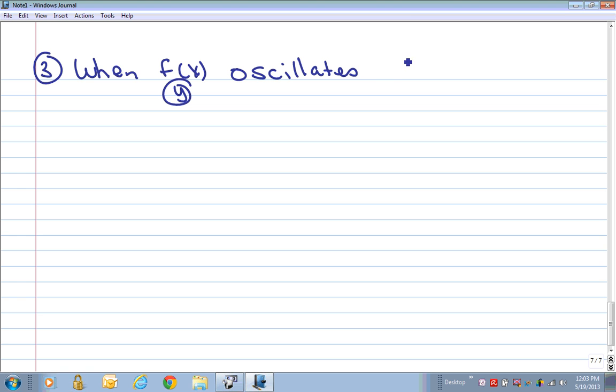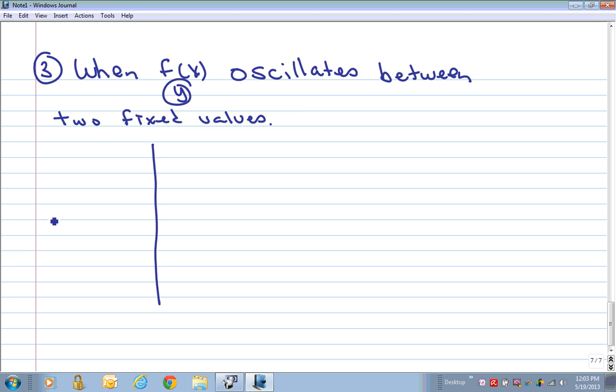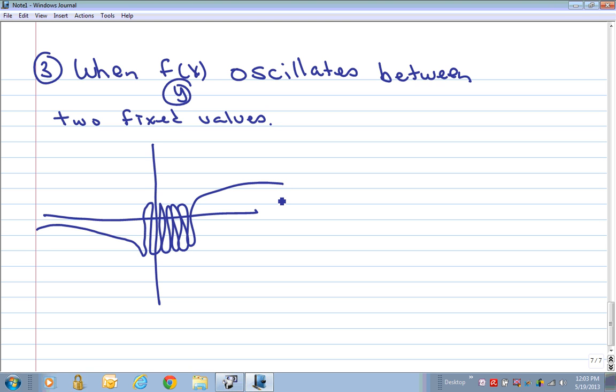Anyway, when it oscillates between two fixed values. Okay, so your graph would look something like this. It moves, and then all of a sudden it goes down to -1 and up to +1 and down to -1, and it just can't decide. So it's oscillating here in the middle.